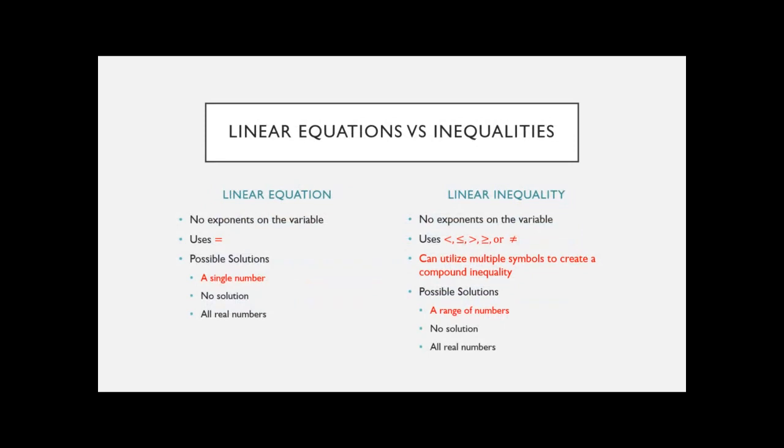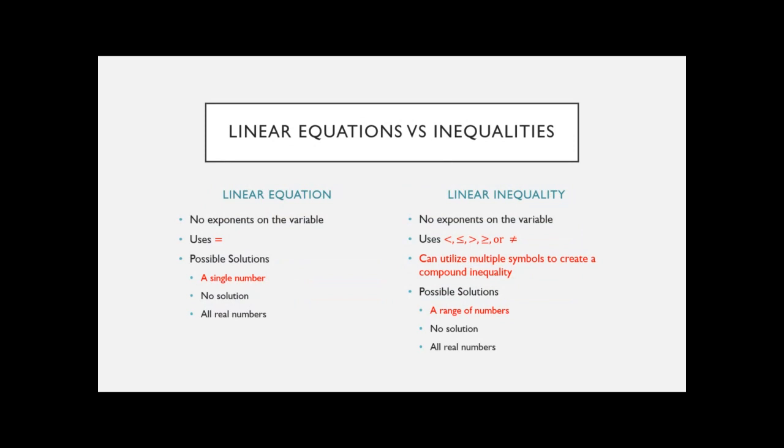So the difference between what we've done so far with linear equations and linear inequalities: there are some similarities. They both have no exponents on the variable, and that's because they are linear. And that's what it means to be linear. An equation uses the equal sign. An inequality uses any of those other signs. Those are called inequality signs, meaning not equal. So they're not equal signs. They're the other types of signs.